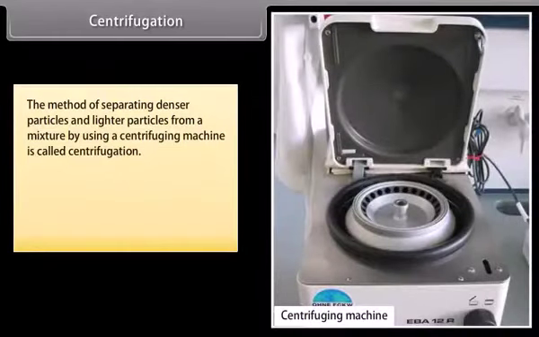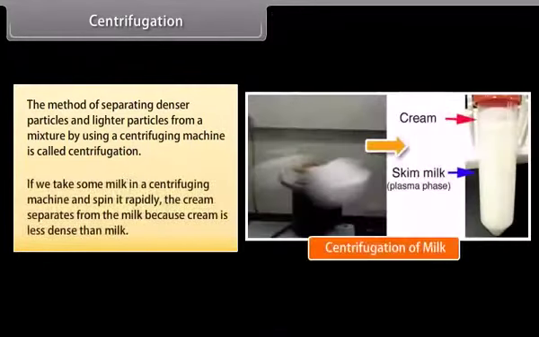Centrifugation. The method of separating denser particles and lighter particles from a mixture by using a centrifuging machine is called centrifugation. If we take some milk in a centrifuging machine and spin it rapidly, the cream separates from the milk because cream is less dense than milk.